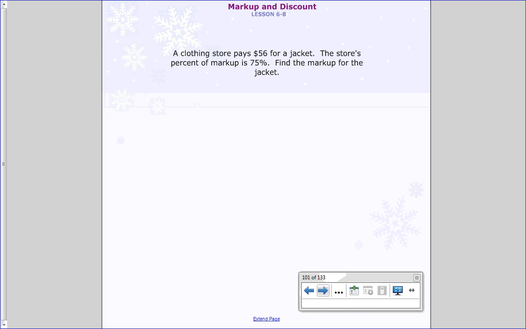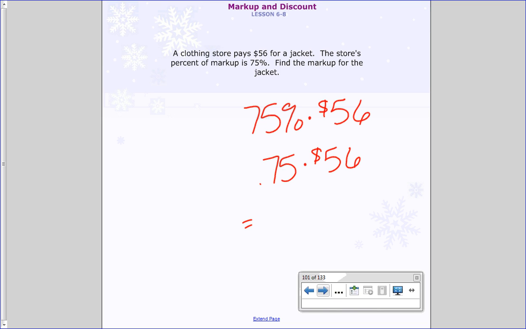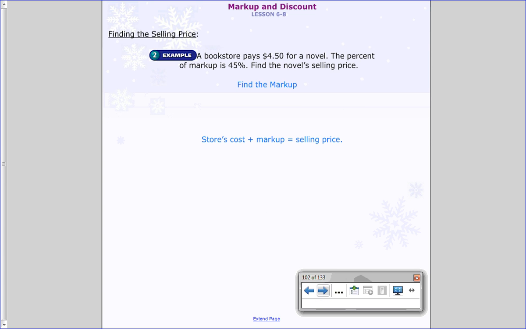All right, so if we were to solve this one, you got 75% of $56, which switches to 75 hundredths times 56. And when you do that, 0.75 times 56 is $42. So this time the increase is $42. That's how much the profit a store makes on it. Now, so far we found the markup, so just how much they marked it up. We can go a step further and find the selling price. So all we do is find the markup again, but then we add that markup to that original price they pay or their cost, and that tells you the selling price.